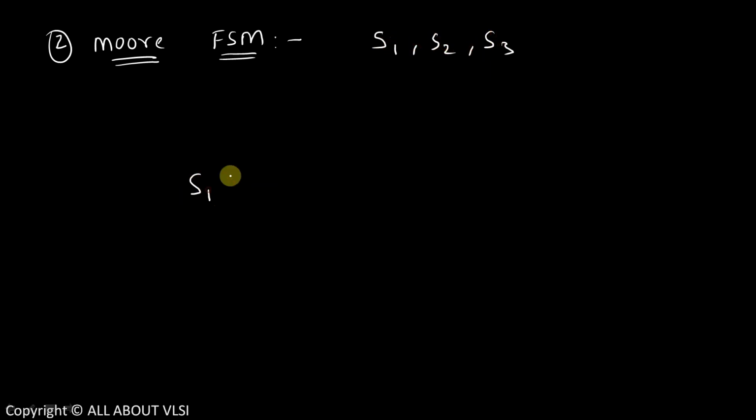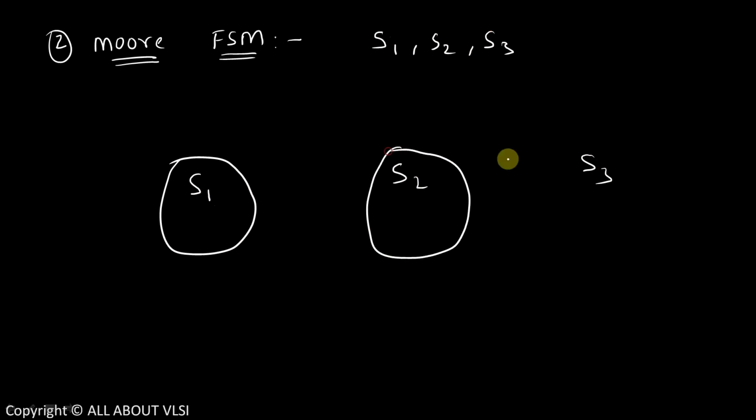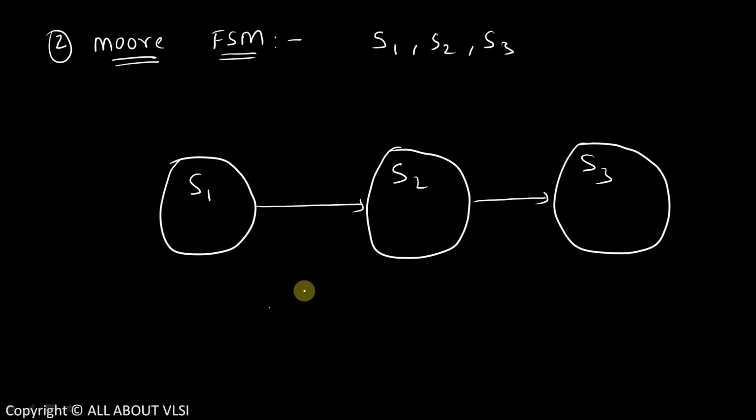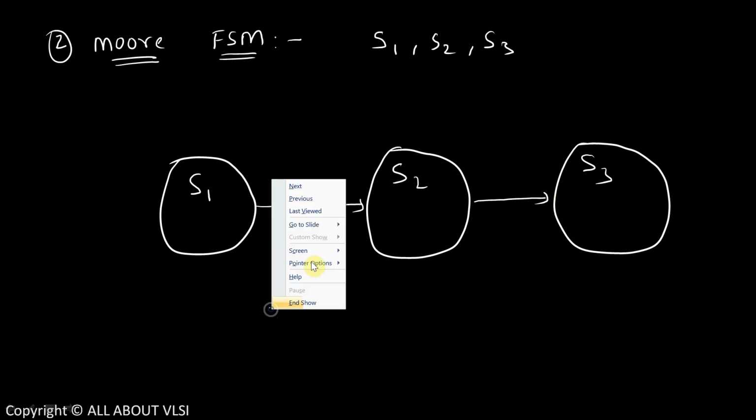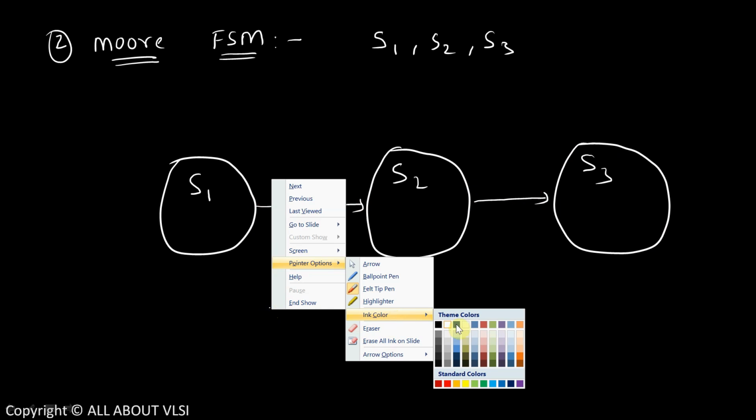Now, let us discuss another type of state machine, which is known as Moore FSM. How will the state diagram look in the case of Moore FSM? Let's say again we have three states S1, S2 and S3, which are your present states. We already know the arrow marks represent your next states. This arrow mark shows which state you are going to.